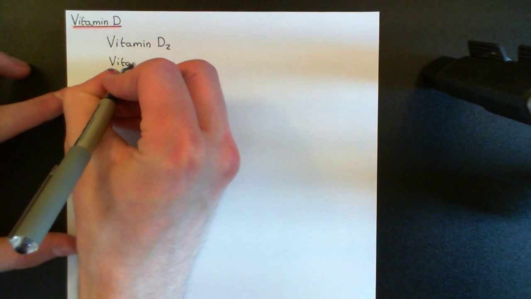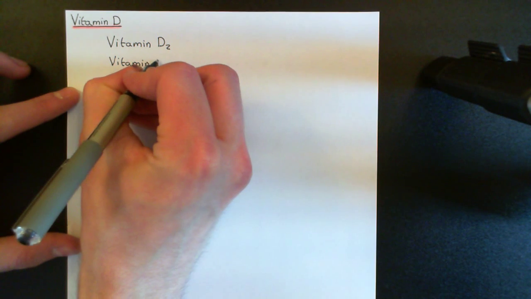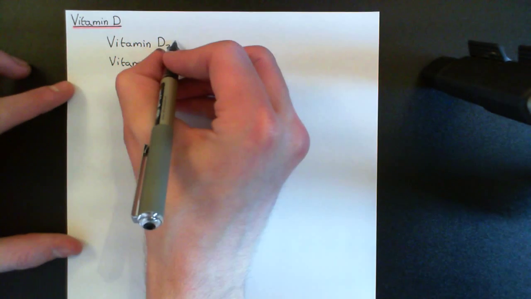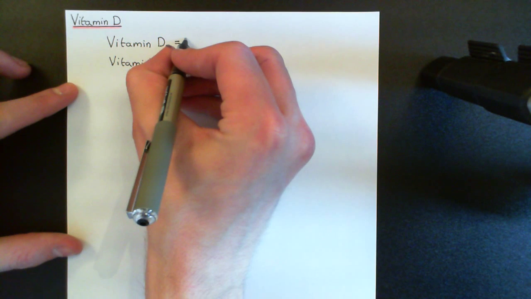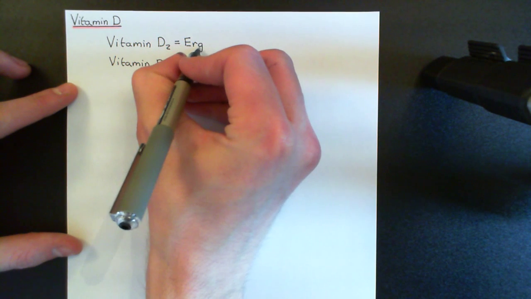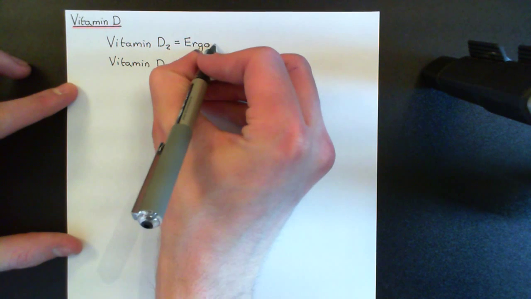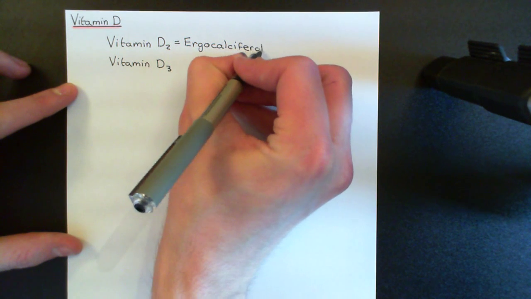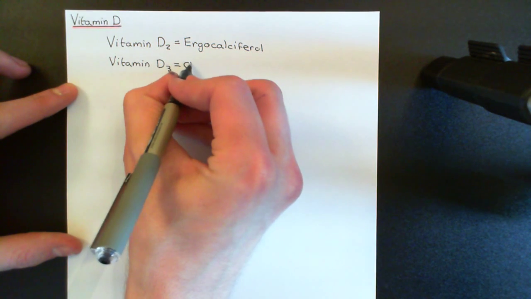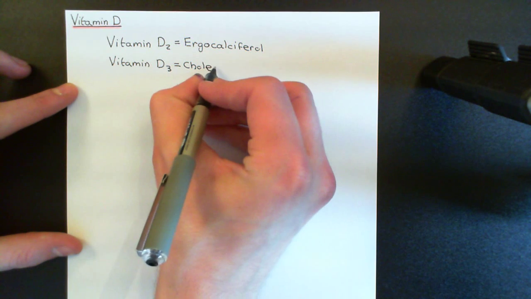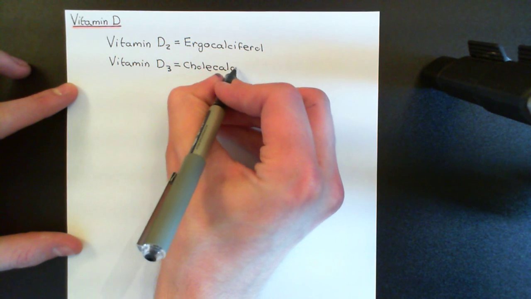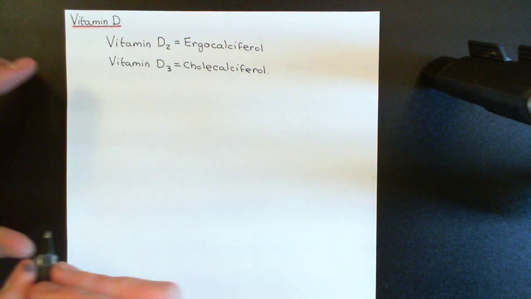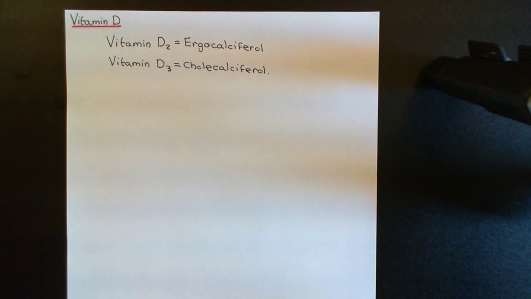Now both vitamin D2 and vitamin D3 also have other names which are in common use, so I'm going to give you these other names. So vitamin D2 is also called ergocalciferol, and vitamin D3 is also called cholecalciferol. And what we're going to start off with is discussing the chemical structures of these two molecules. So I want to show you the chemical structure of ergocalciferol and cholecalciferol.